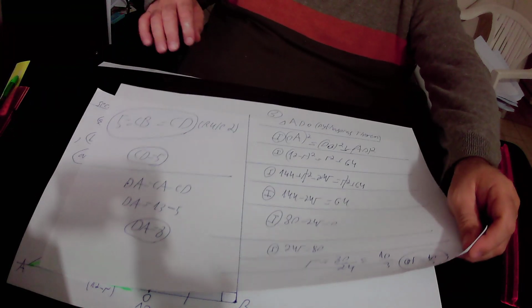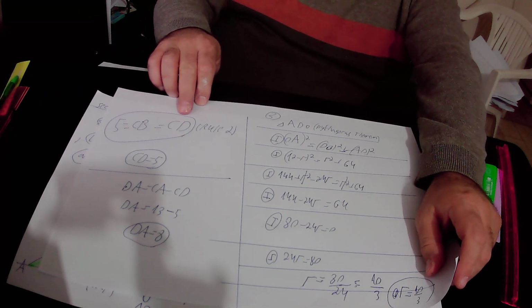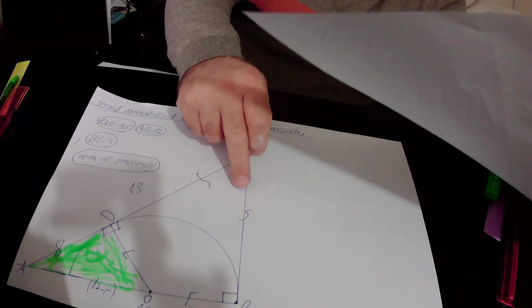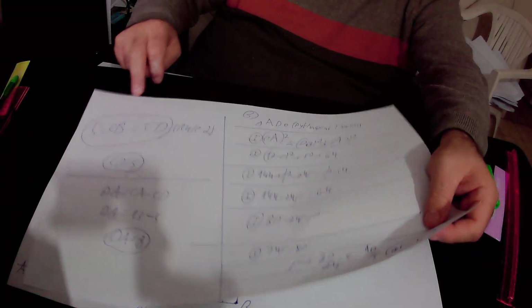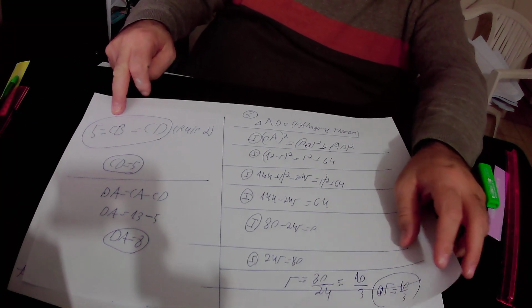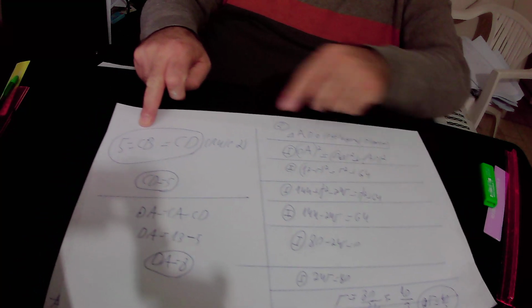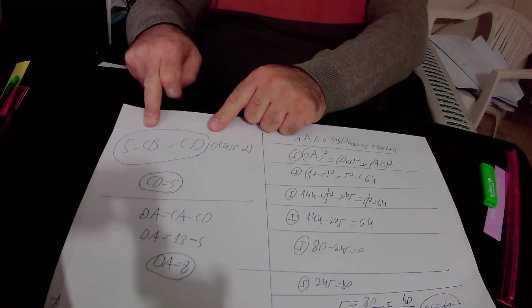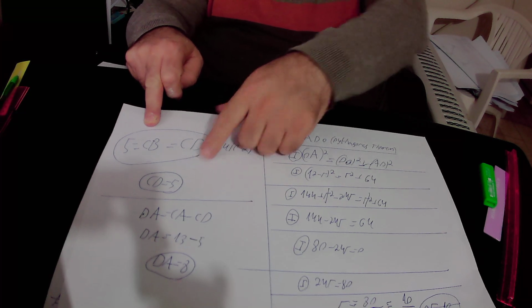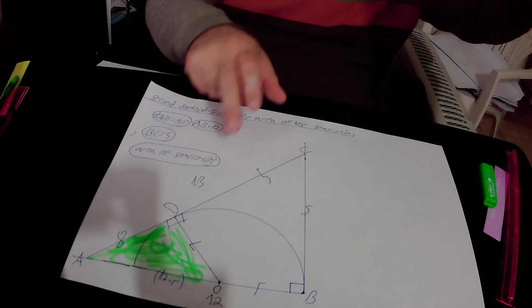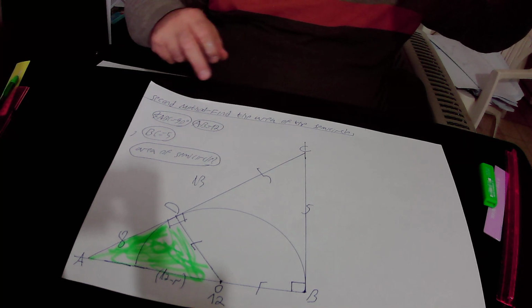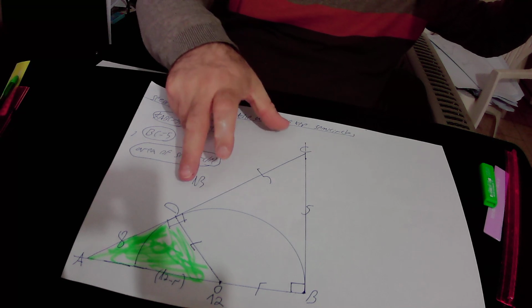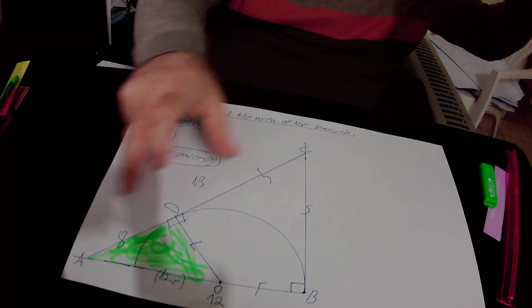That is to say, CB equals CD according to rule number 2. But we know that CB equals 5 units, as given in the question. So from this equation, we get that CD also equals 5 units. And what is the value of AD? AD equals AC minus DC.